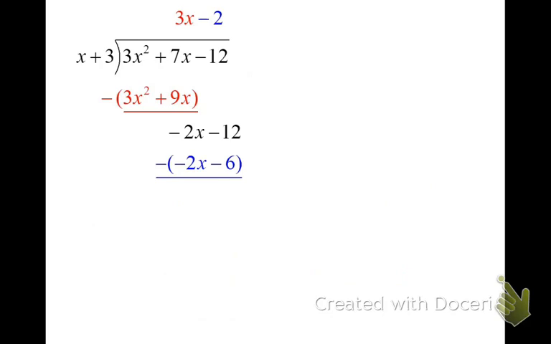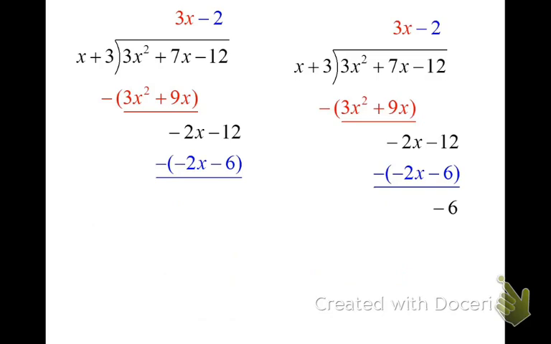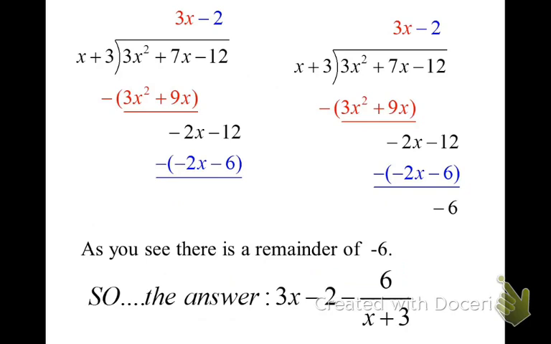So again, I need to subtract that line. That means I'm going to change all those signs and add. Negative 2x plus 2x is 0, and negative 12 plus 6 is negative 6. Now again, the negative 6 is the remainder. The negative 6 is the remainder, so that goes over the divisor, the x plus 3, in our solution. So our final answer is 3x minus 2 minus 6 over x plus 3. And that's going to be long division.